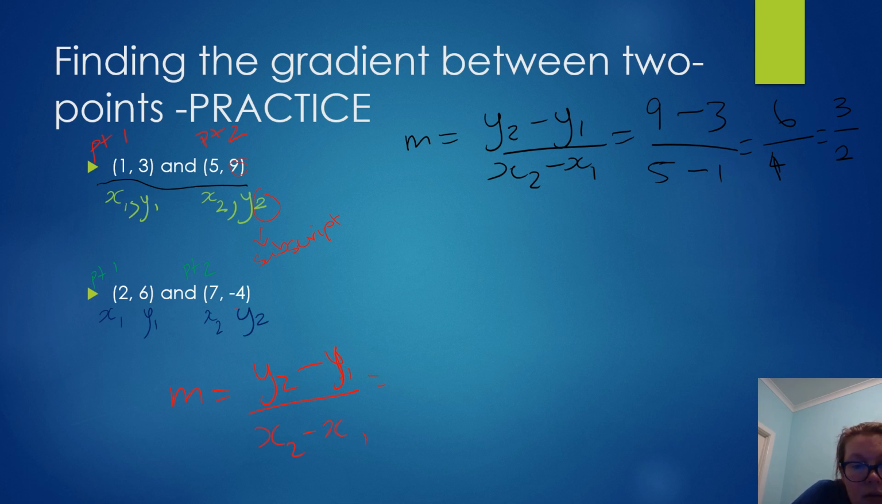Substitute in y2, negative 4, minus 6 over 7 minus 2, which gives us negative 10 over 5, and our answer is negative 2. That'll mean that your line, when we start sketching, will go down.